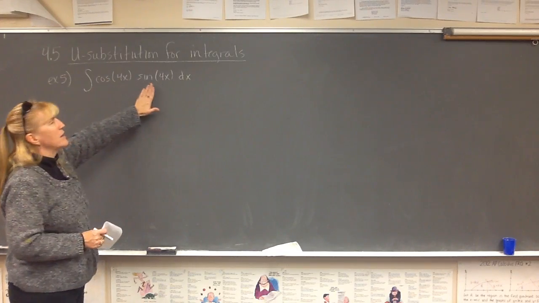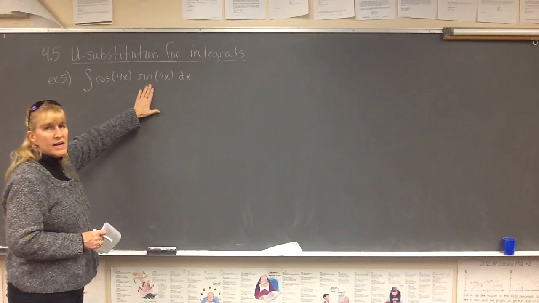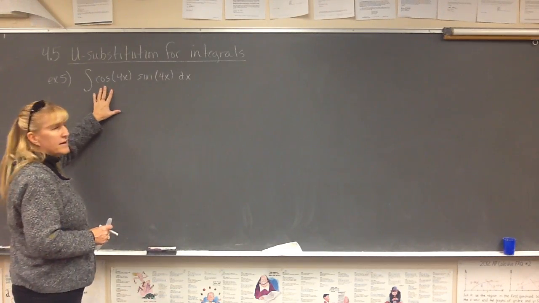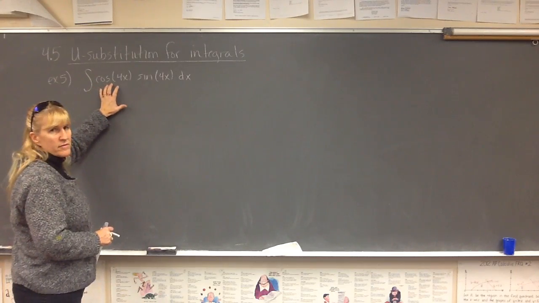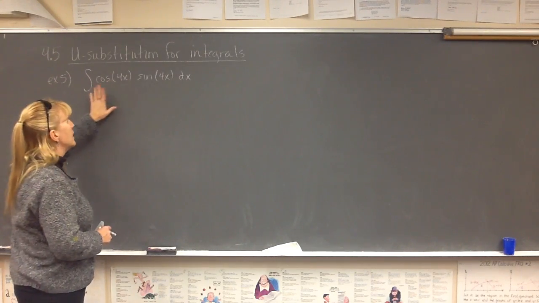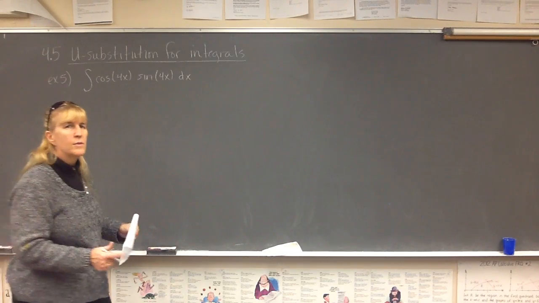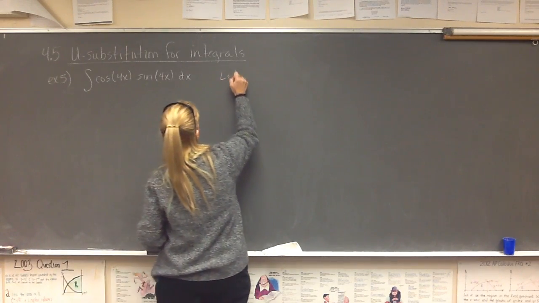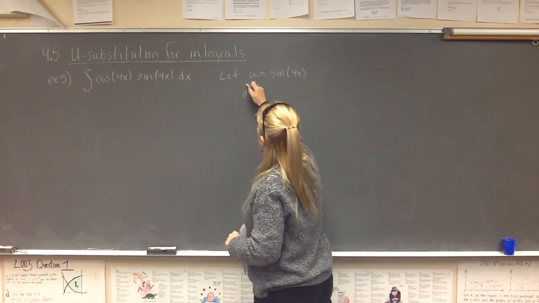So we want to let one of these trig functions actually become our u, because the derivative of sine of any angle is the cosine of that angle times the derivative of the angle. And when you take the derivative of cosine, you get negative sine. So I can go either way with this. I think to stay away from negatives, I'm going to come over to the side here, and I'm going to say let u equal the sine of 4x.